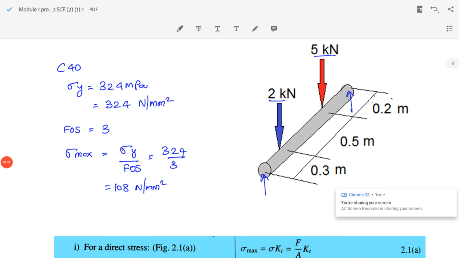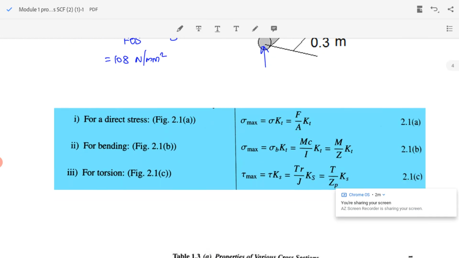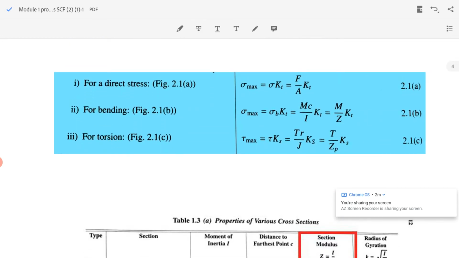Now we can see that these loads will produce a bending of the beam. So we have to select the bending equation. So for bending, our equation is sigma max equal to M by Z into Kt. So this is our equation, equation 2.1b. Since nothing is mentioned about the stress concentration factor, I will take Kt equal to 1. Further, sigma max, we have already found that value, 108 Newton per millimeter square.